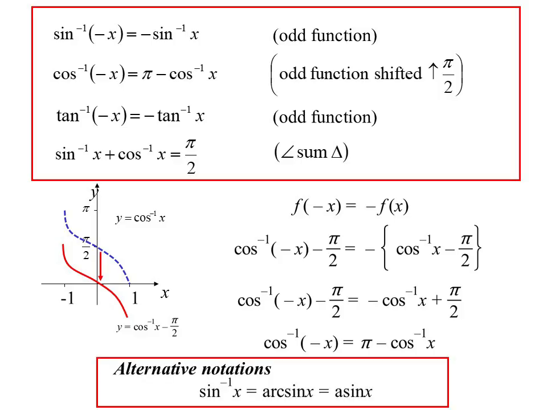Some alternative notations. Inverse sine of x. You'll also see this one used from time to time, arc sine. Very rarely, but I have seen it, a sine. I would steer away from using that one because it just looks like you're saying a is the coefficient of sine x. So I wouldn't use that one. Arc sine, yeah, you'll see that, and inverse sine of x. They're really the two that we'll see.